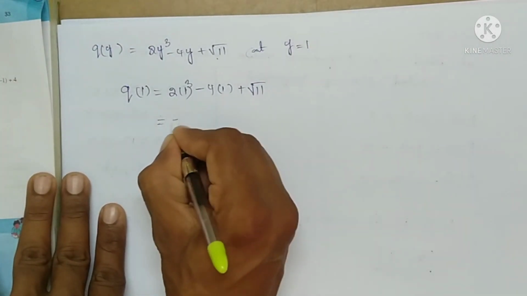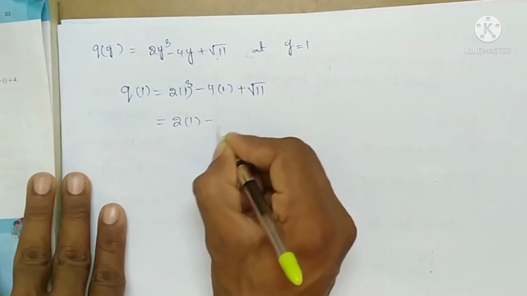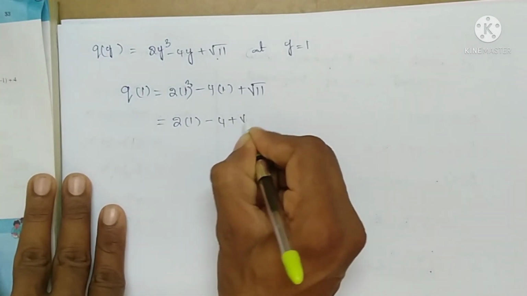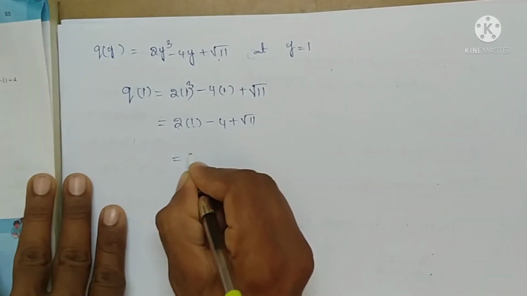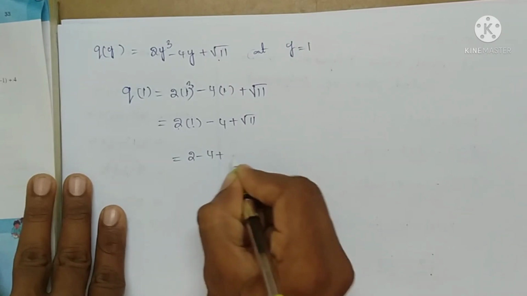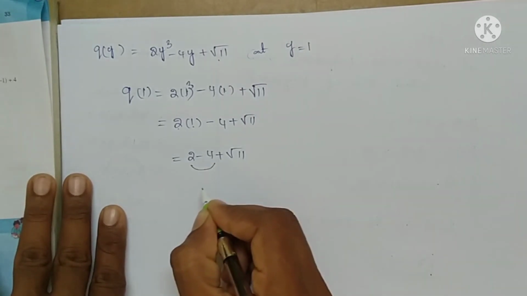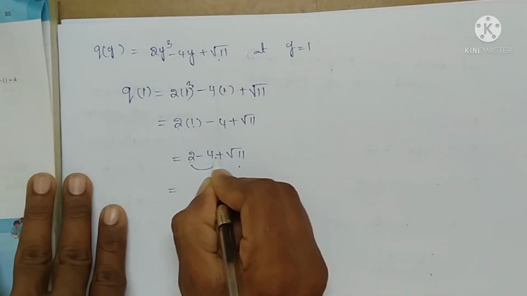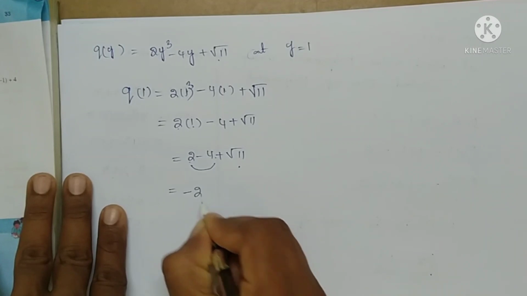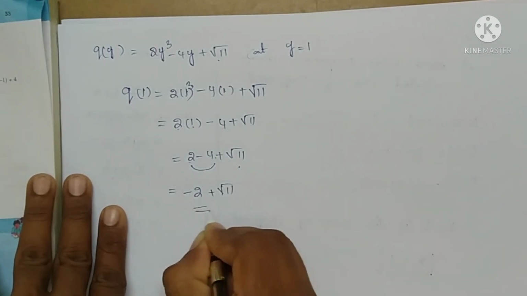So that is 2 into 1 cube, which is 1, minus 4 ones are 4, plus root 11. Here 2 ones are 2, minus 4, plus root 11. Both are integers, and root 11 is irrational. So 2 minus 4 is minus 2, plus root 11. This is the final result.